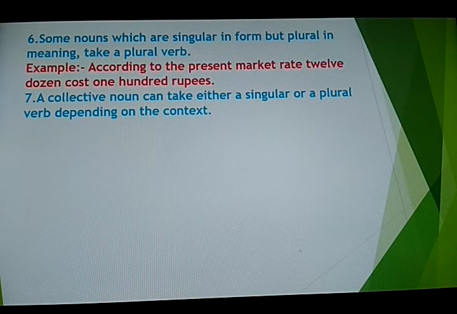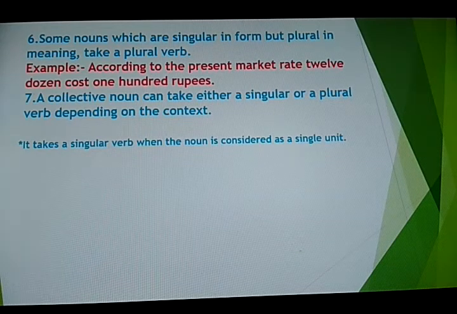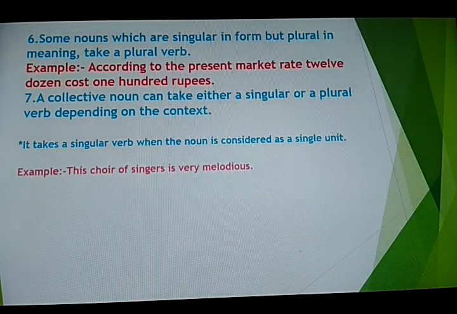Now next, a collective noun can take either a singular or a plural verb depending on the context. Collective noun, I hope everyone knows what a collective noun is. Yes, a collection of a noun, right? So it takes a singular verb when the noun is considered as a single unit.